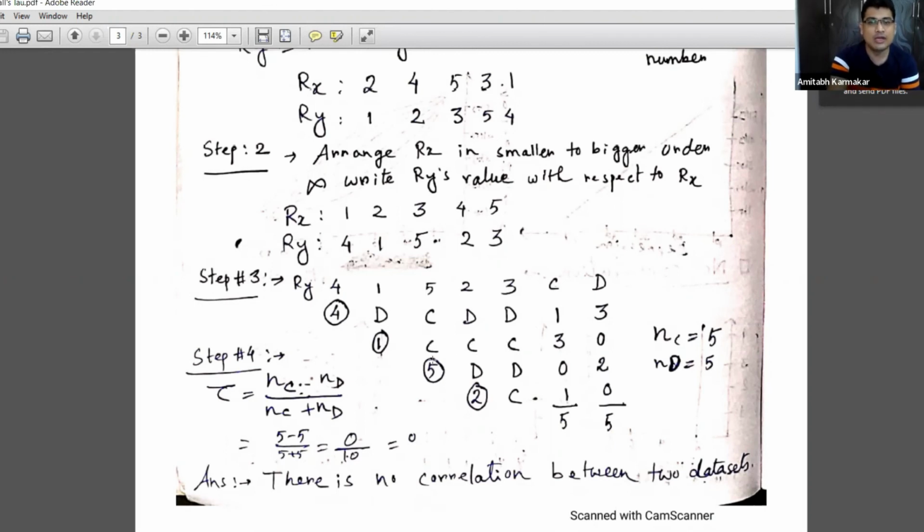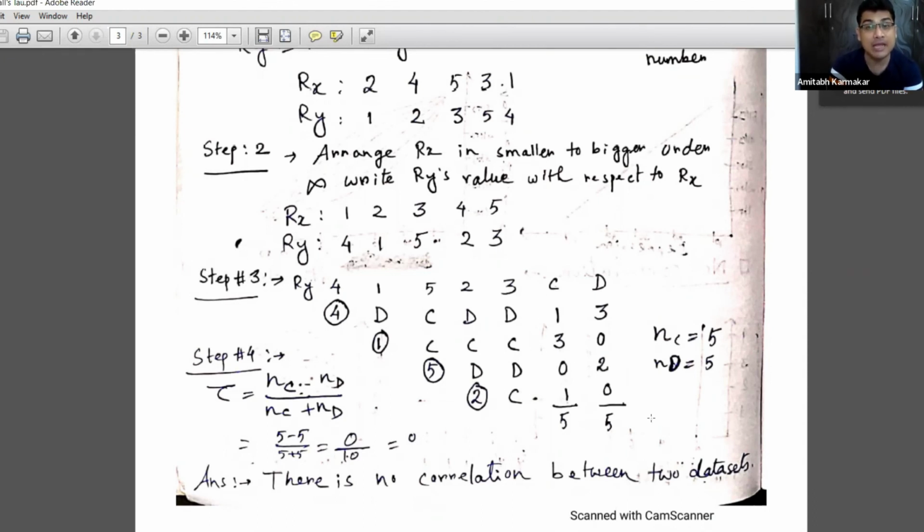Okay. So here again we'll circle 5, right? 5 is the biggest number, so obviously all the numbers will be less than this, so it will be D, D. So 0 C and 2 D's. Correct? 0 C and 2 D's. Last but not the least, if we compare 2, 3 is greater than 2, hence we write C. So 1 and 0.